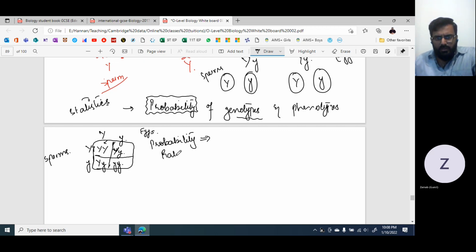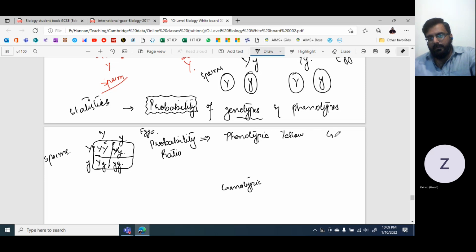So it means that right now our probability is called the probability ratio. There are two types of probability ratios. One is phenotypic probability, and the other one is genotypic probability. Let me make a proper table. Phenotype: how many types of phenotypes do we have? We have one phenotype as yellow and the other phenotype as green.